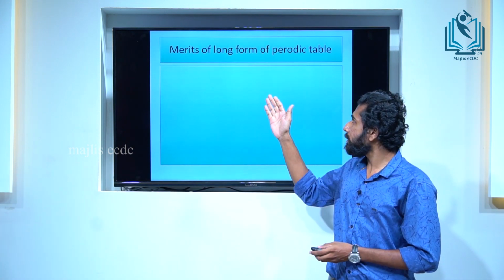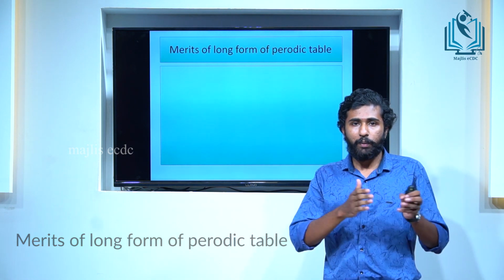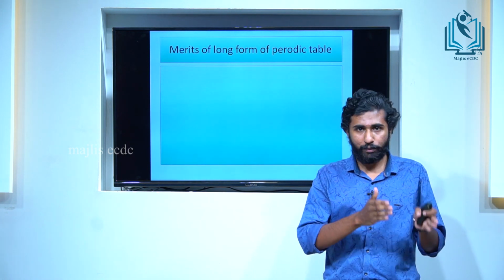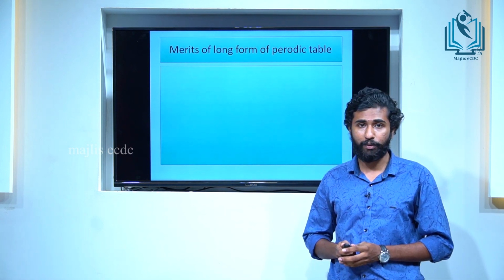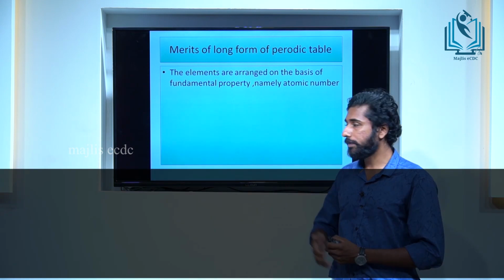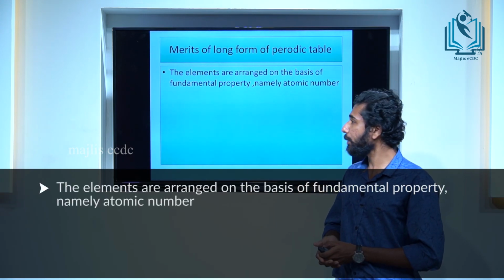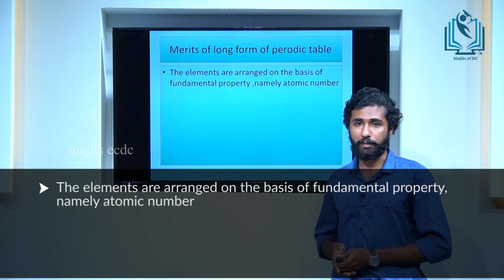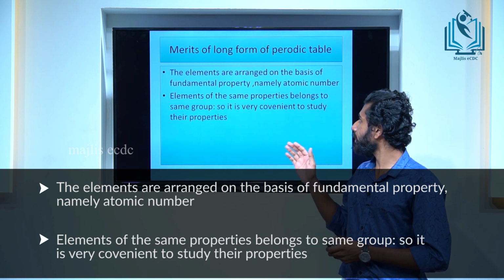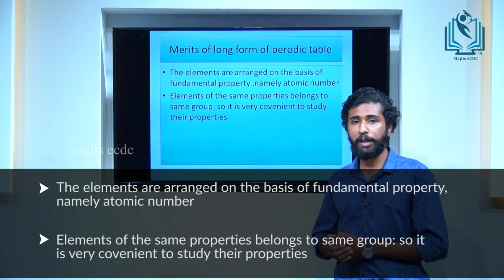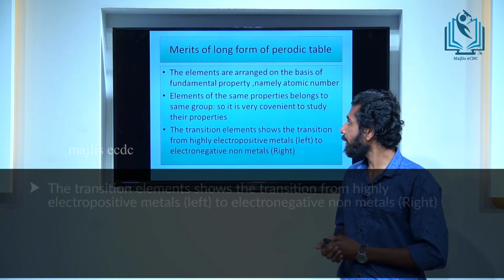So next we need to discuss the merits of the long form of the periodic table. We have discussed the salient features of the periodic table, and from that we can deduce the merits. The first one: the elements are arranged on the basis of the fundamental property, namely atomic number. We have already discussed that. Next, elements of the same properties belong to the same group, so this will help us to study the properties of elements.